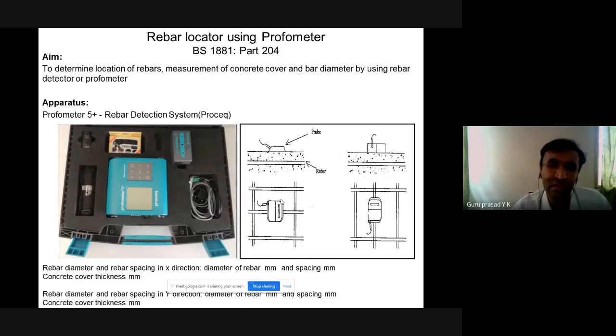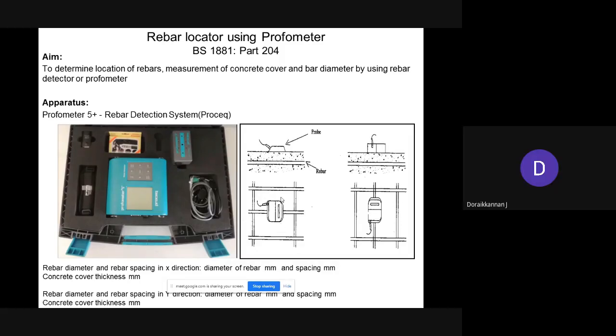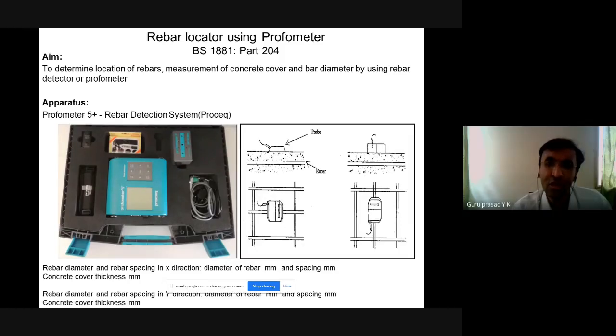In such cases, we use this profometer. The probe is placed on the concrete surface and it is scanned. It is moved around to detect if the reinforcement is there. First, it gives you a detection that reinforcement is present. Second, it will give you the spacing of the reinforcement. Third, it will give you the diameter of the rebar which has been provided, an approximate diameter. I would not say an exact diameter.